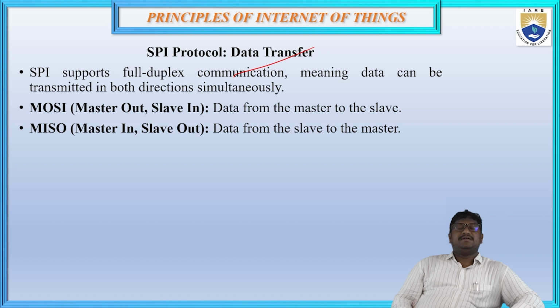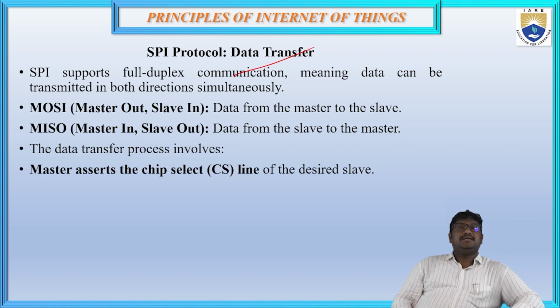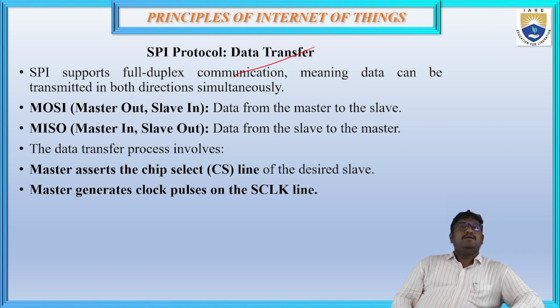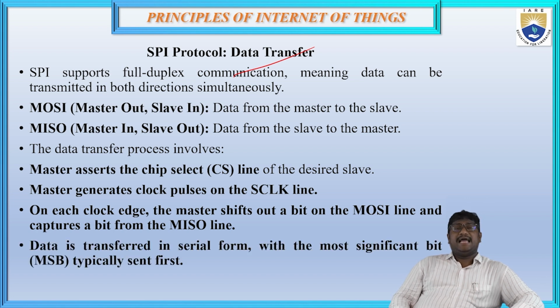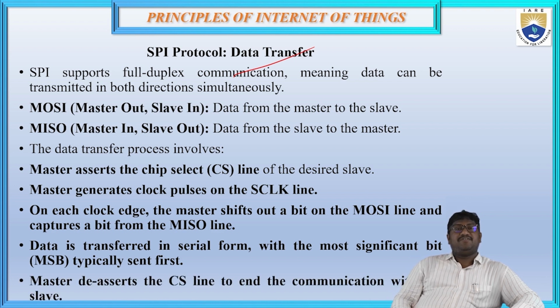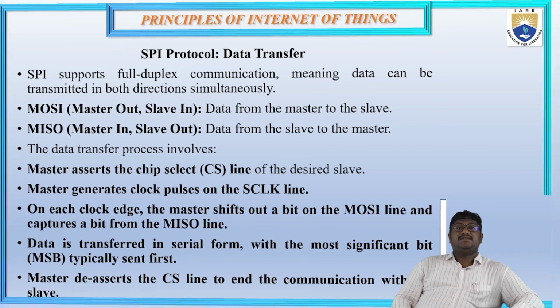It is complete, vice versa, data from slave to master. The data transfer process involves the master asserting the chip select line, which selects the desired slave. The master generates the clock signal on the SCLK line, and on each edge of it, the MOSI line, which is master out, slave in, and the MISO line, master in, slave out, each capture a bit. Coming to the data sent in serial form, the most significant bit, MSB, is typically sent first. And coming to the end, the CS line is deasserted at the end of the communication with the slave.